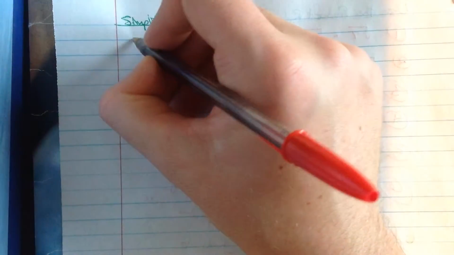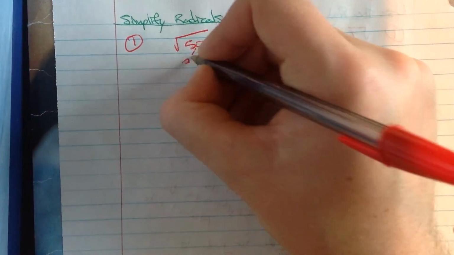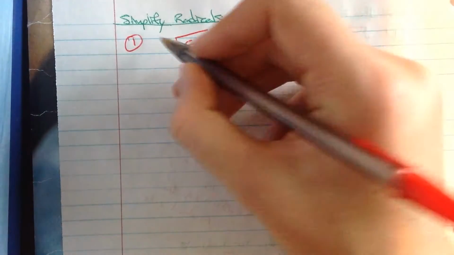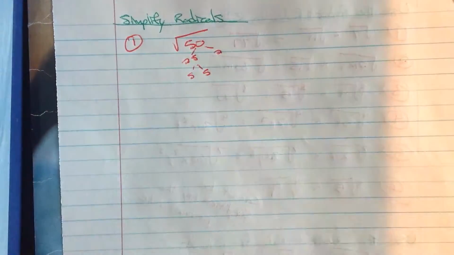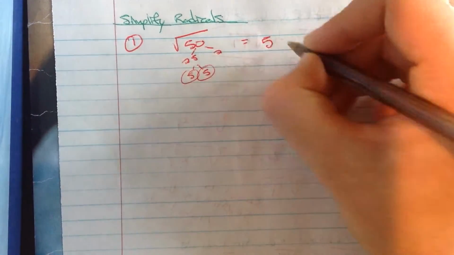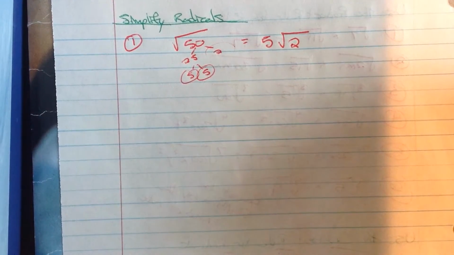Simplifying radicals. So square root of 50, drawing our factor tree, becomes 25 and 2, which is 5 and 5. Remember, there's a 2 assumed here. So we have two 5s, that means one of them comes out. But we have nothing to pair this 2 with, so it stays under the radical.